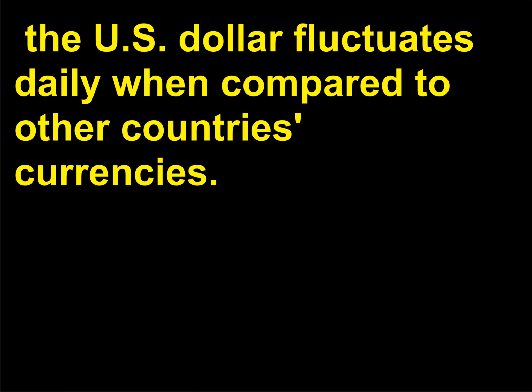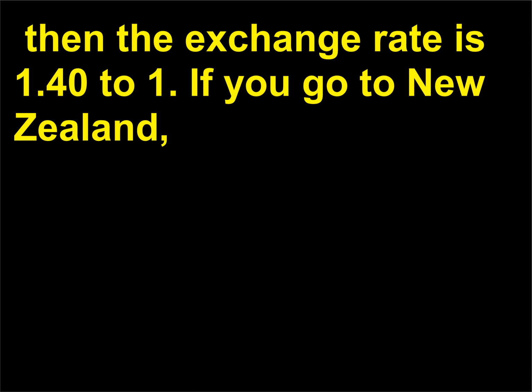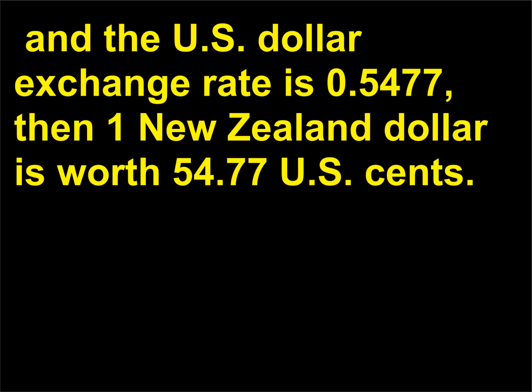For example, like all currency, the US dollar fluctuates daily when compared to other countries' currencies. If you travel to Canada, and the US dollar can buy $1.40 Canadian dollars, then the exchange rate is 1.40 to 1. If you go to New Zealand, and the US dollar exchange rate is 0.5477, then 1 New Zealand dollar is worth 54.77 US cents.